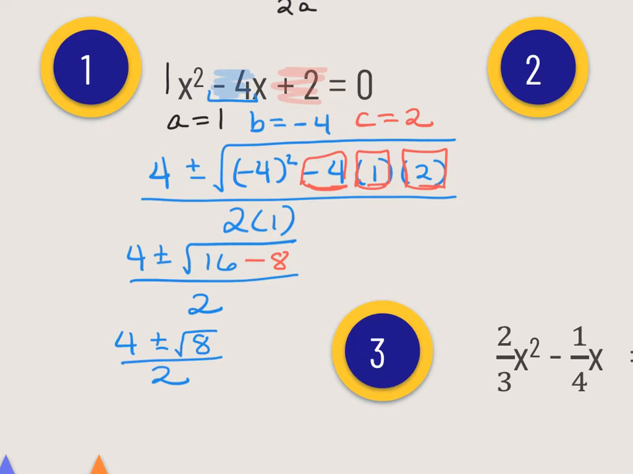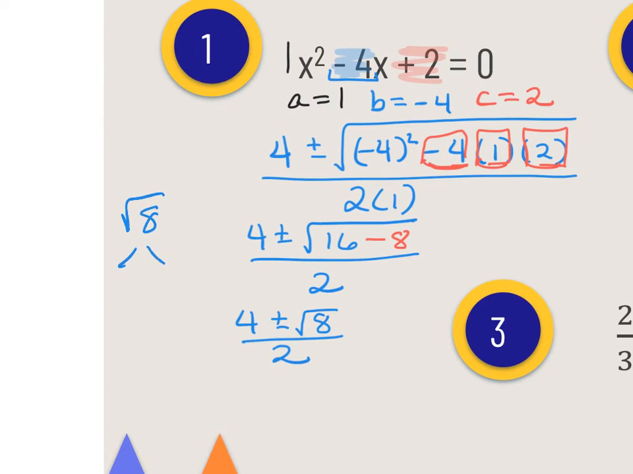Now, a common mistake that students make, and I'm going to see it on the test next week, is that before they break down the radical, they try to simplify the fraction. Do not simplify that 4 and 2 until after you break down the radical. So we need to put the square root of 8 in simplest radical form.